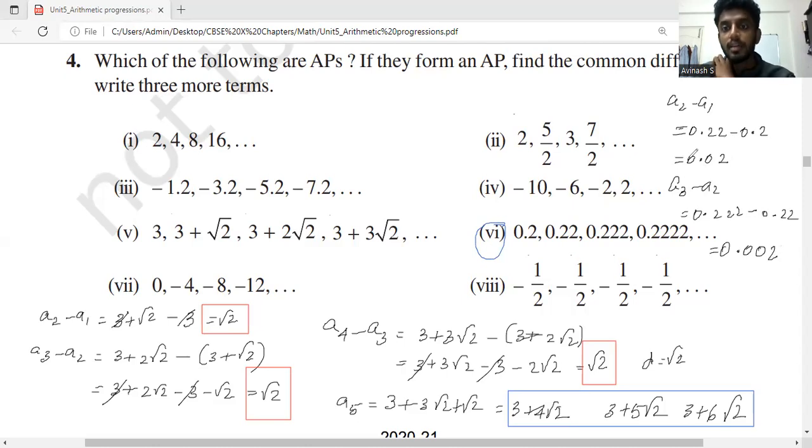Now it's very clear. You can look at the green color boxes that the first difference is 0.02, but the second difference you're getting is 0.002. So both are not the same. So we conclude by writing it is not an AP when it comes to sixth subdivision.